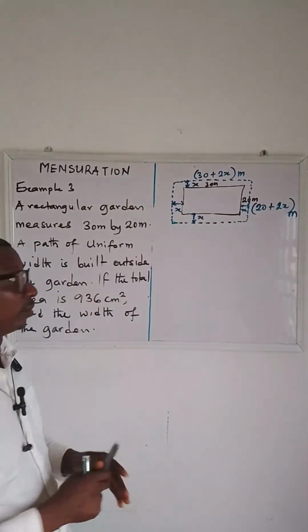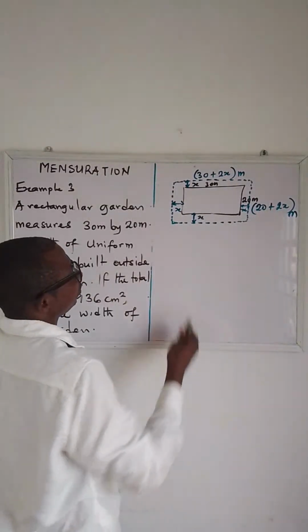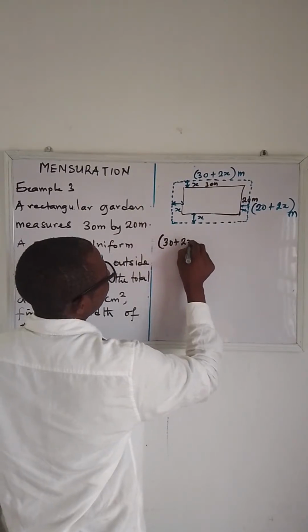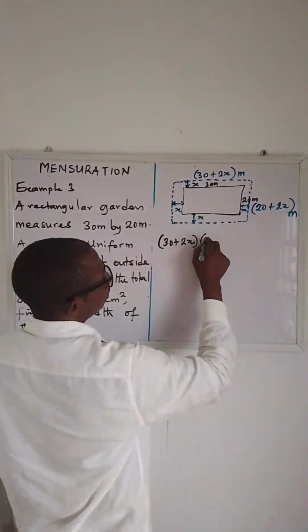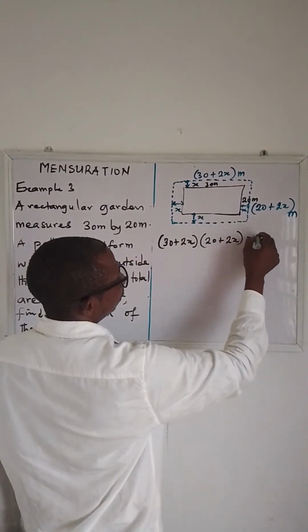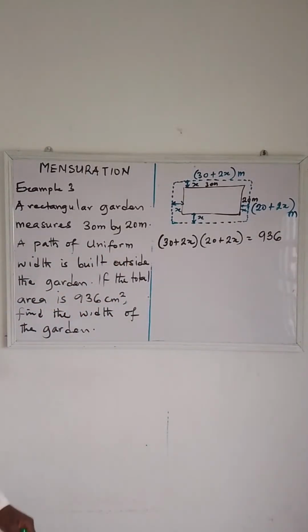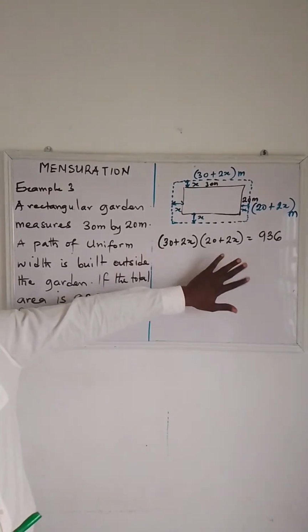So can we do that now? We have 30 plus 2x, that is the length, times 20 plus 2x, the breadth. Now that gives you 936. That is what the question says. This is the new length and this is the new breadth. Right?